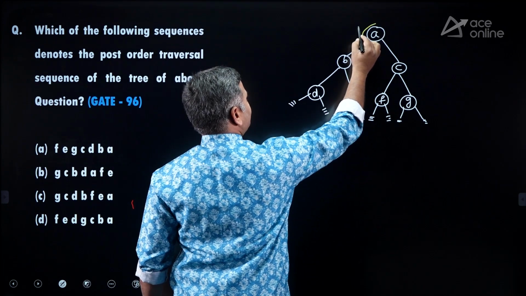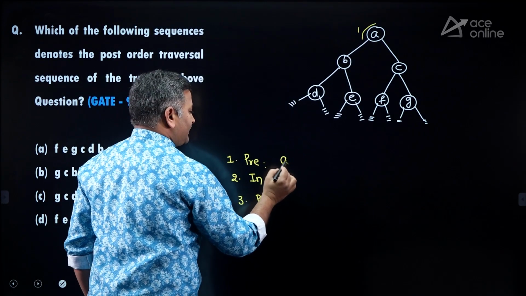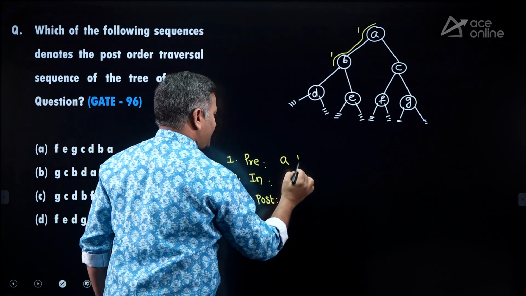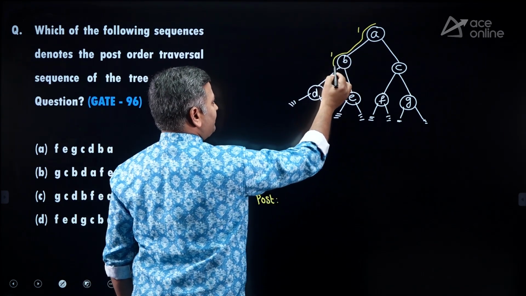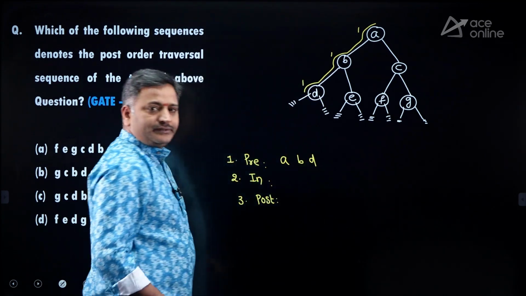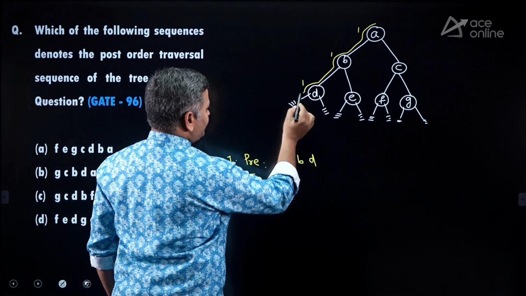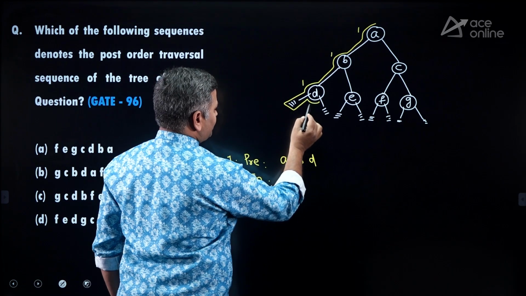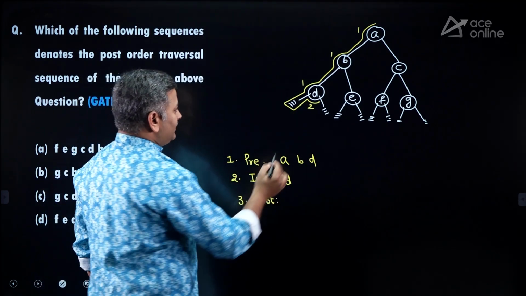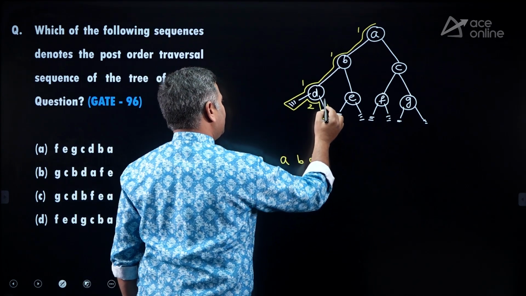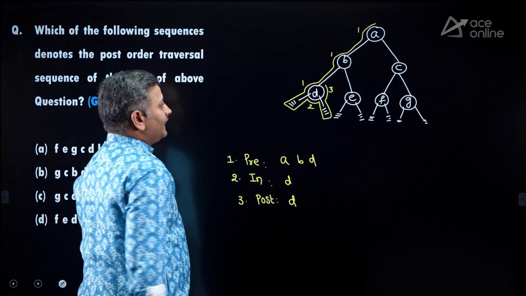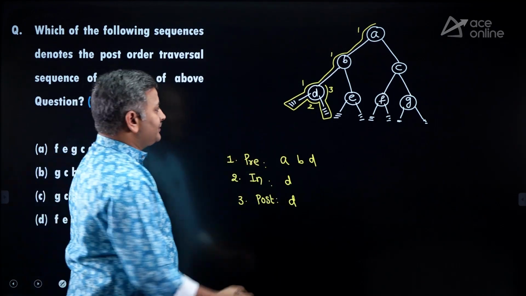It is the first time you are touching that node, therefore write it in pre-order traversal. Sorry, the first time you are touching B, it is the first time you are touching B, D, write in pre-order traversal. Afterwards, you are touching this node a second time, then write in in-order traversal. Afterwards, it is a null link. The third time you are touching this node, write in post-order traversal. Continue this process for the remaining nodes.